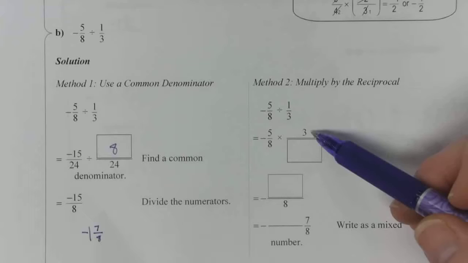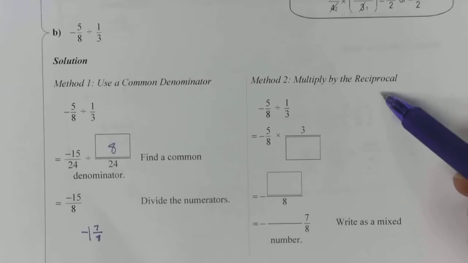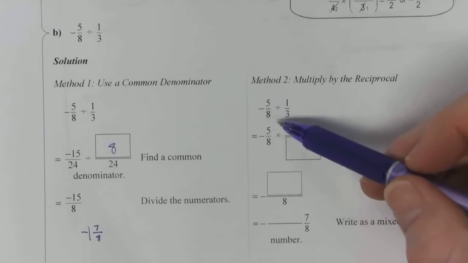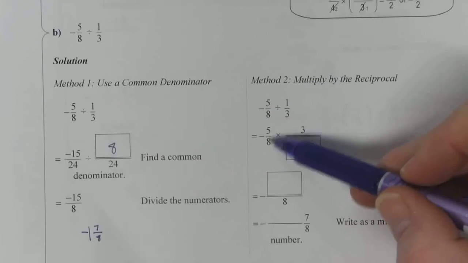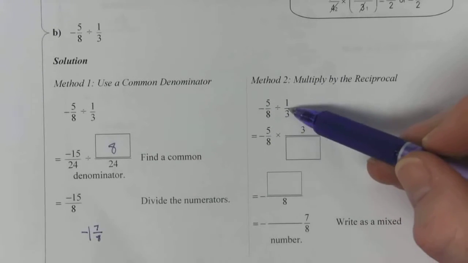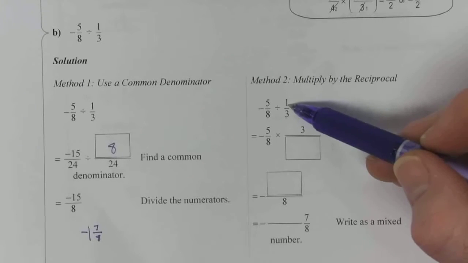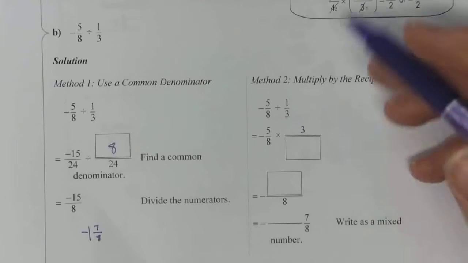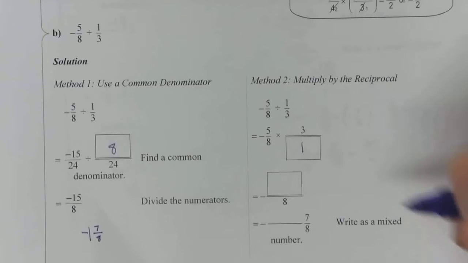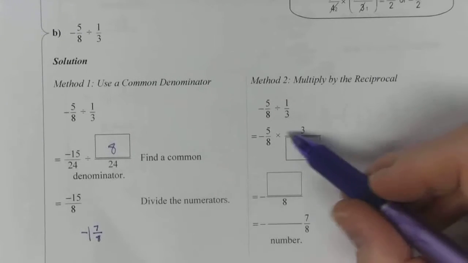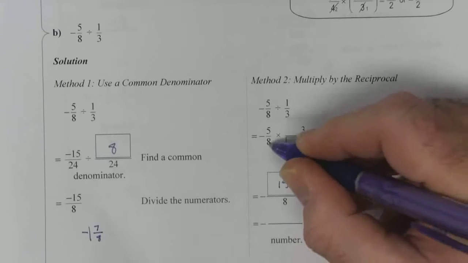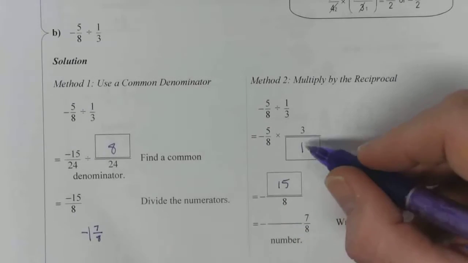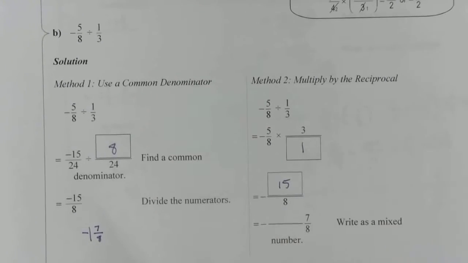The other option when you're doing division is to multiply by the reciprocal of the second fraction. So if this is our question, the -5/8 stays the same. We turn the division into multiplication, and then we take the reciprocal of this, so we flip it upside down. So the 1 goes on the bottom, the 3 goes on top. Then you can multiply straight across. 5 times 3 gives you 15. 8 times 1 gives you 8. Negative times the positive becomes negative.